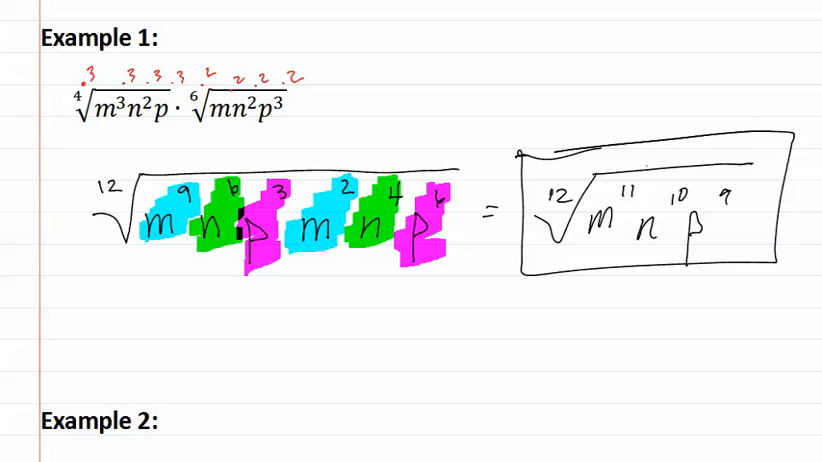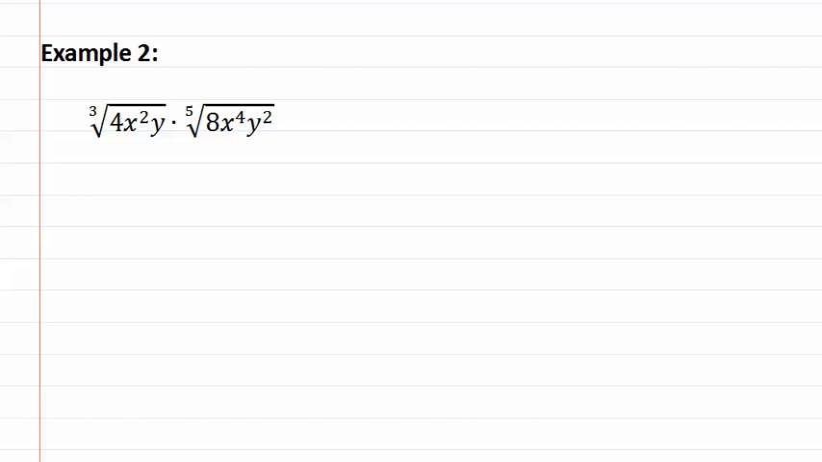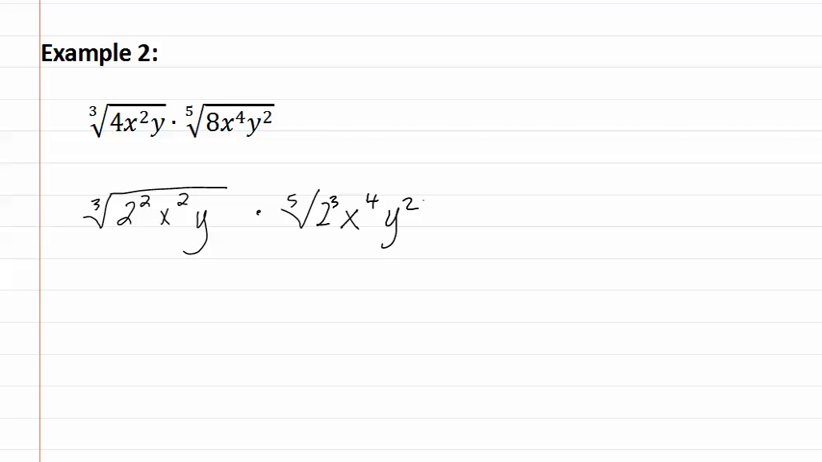Let's look at example 2, which is slightly more complex. Here is example 2. As you can see, there are now numbers involved in each of these. Let's start by changing these to their prime factorization. This means we have the cubed root of 2 squared x squared y times the fifth root of 8, which is actually 2 to the third x to the fourth y squared.